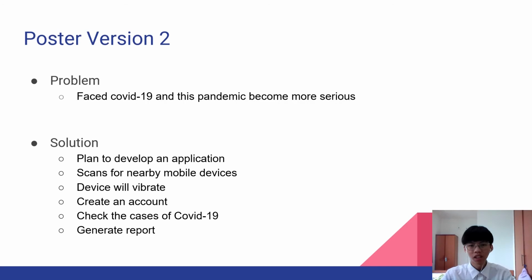I'm going to present the poster version 2 of our group project. First, I'm going to talk about the problem, which is Malaysia faced COVID-19 and this pandemic became more serious because people didn't keep social distancing.